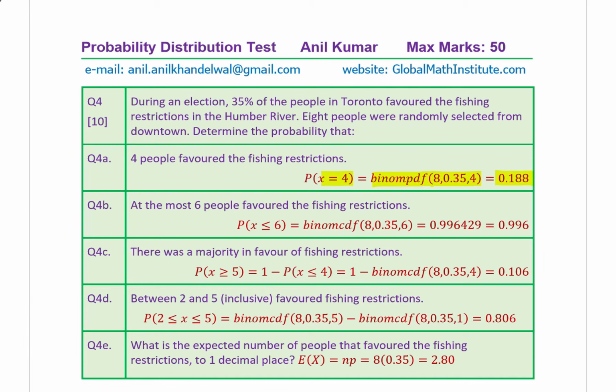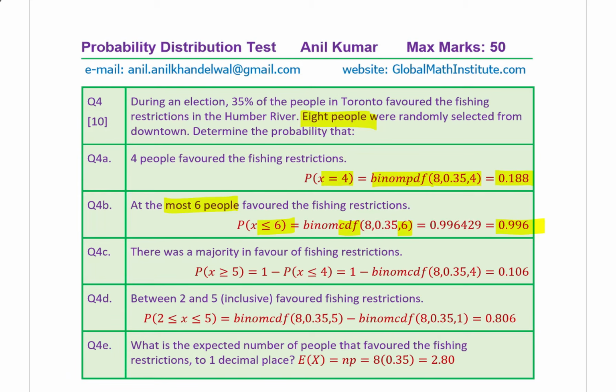0.188. Part B is, at the most 6 people favored the fishing restrictions. We are selecting 8 of them, correct? Remember that part. And from 8 people, we want at the most. So that means x is less than equal to 6. And for this, we will use the cumulative distribution function. So binomCDF is the function, 8, 0.356 are the parameters which give you the answer as 0.996.